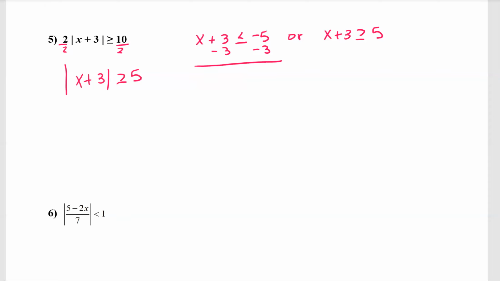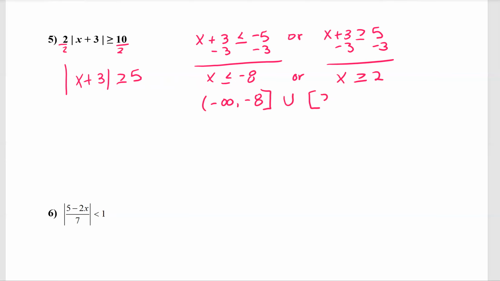Subtract 3. So we know that our interval is -infinity to -8, union 2 to infinity.